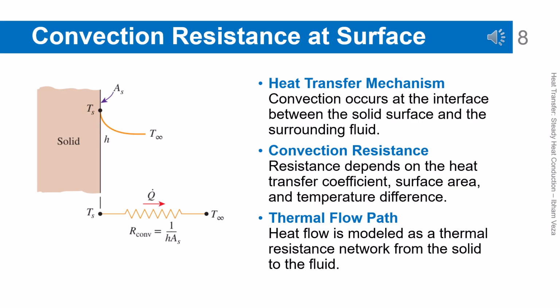Convection resistance at surface. At the wall surface, heat is transferred to the fluid by convection. This process can also be modeled as a thermal resistance. The magnitude of this resistance depends on the heat transfer coefficient, surface area, and fluid conditions. By including convection resistance, the heat flow path from solid to fluid can be analyzed systematically. This approach unifies conduction and convection in one thermal network.